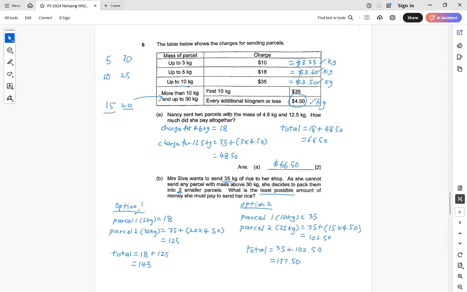So just comparing option 1 and 2, the cheaper one is option 2. So your final answer, what is the least possible amount of money? It will be $137.50. Let me write properly again. Okay, so that's the end of this paper. Thank you.